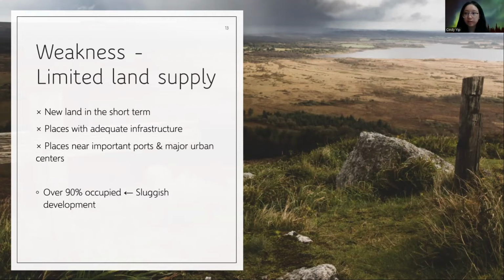According to CBRE Vietnam, there is hardly any new land supply available in the Vietnamese markets to draw in international investors in the short term. For the industrial sector, industrial land is scarce in places with adequate infrastructure near important ports and major urban centers. Industrial parks in important industrial districts are now over 90% occupied, and this results from the sluggish development of new industrial parks and the proposal of building on critical infrastructure projects.